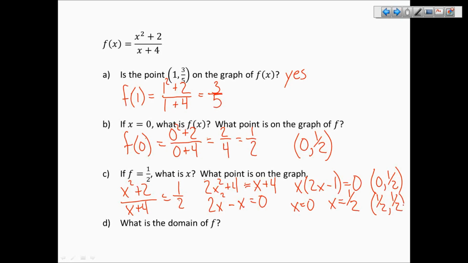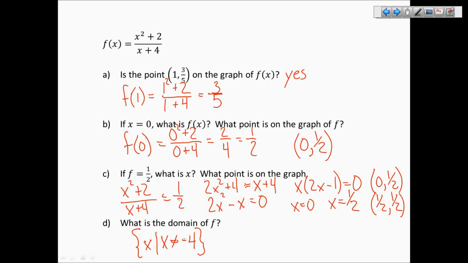Now, lastly, what is the domain of f? What numbers can we plug in? What numbers can we not plug in? I think we should be able to just write this right away as long as you recognize this is a fraction. We can't let the bottom equal 0. So my domain is the set. Now what can I plug in? There's my domain.